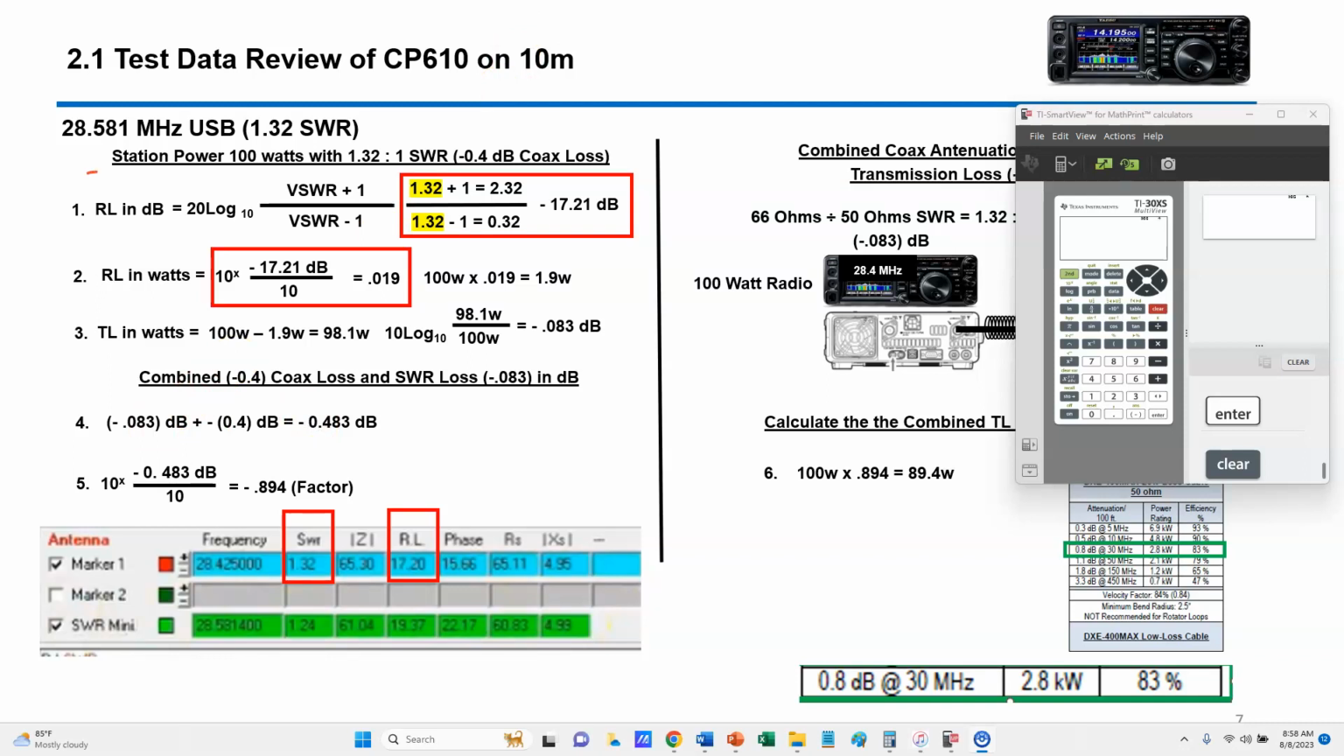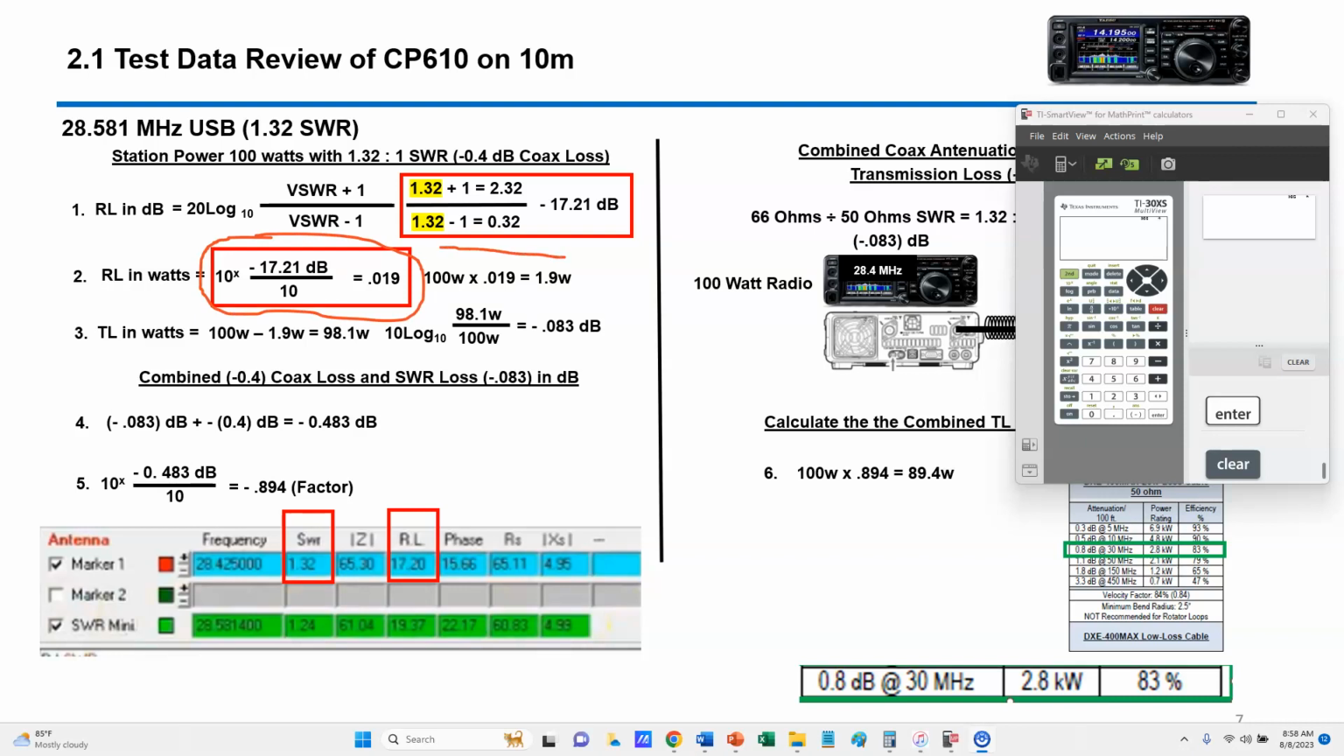So the first step is we want to do this formula here. And this is going to give us a number right here in decibels, that's called your return loss. The next step we want to do is take that return loss and run an anti-log function on it. That's going to give us a factor.